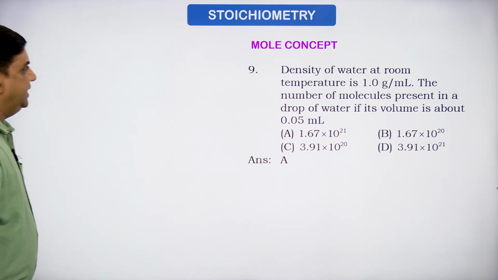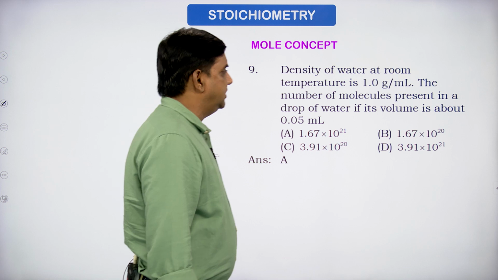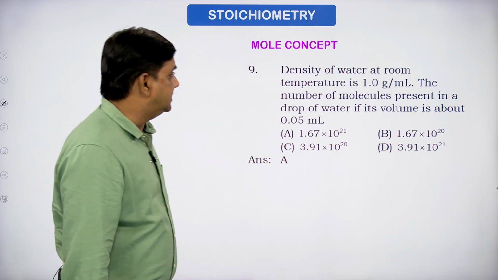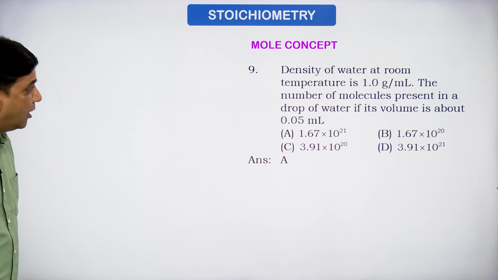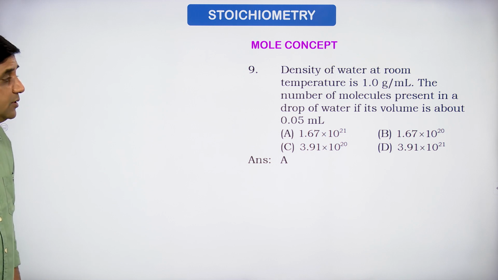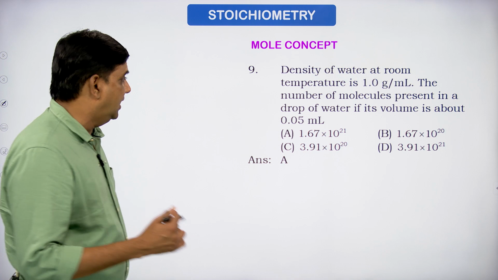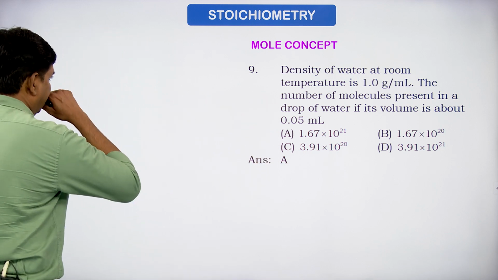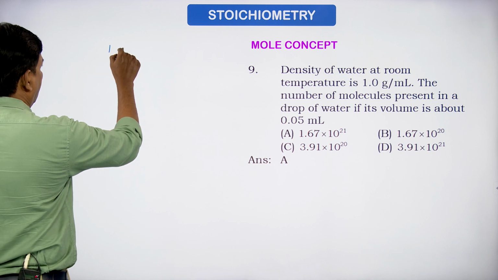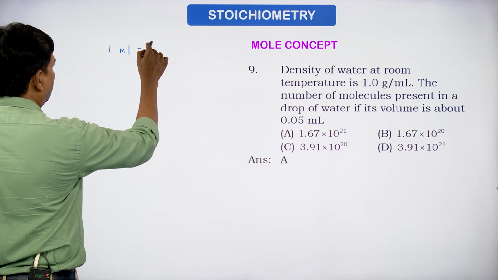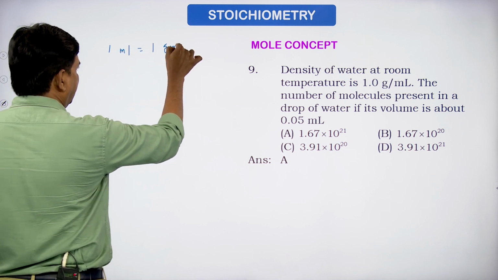Density of water at room temperature is 1 gram per milliliter. The number of molecules present in a drop of water, if its volume is about 0.05 milliliters. And density is given, students. 1 ml mass is equal to 1 gram. It is clearly given.